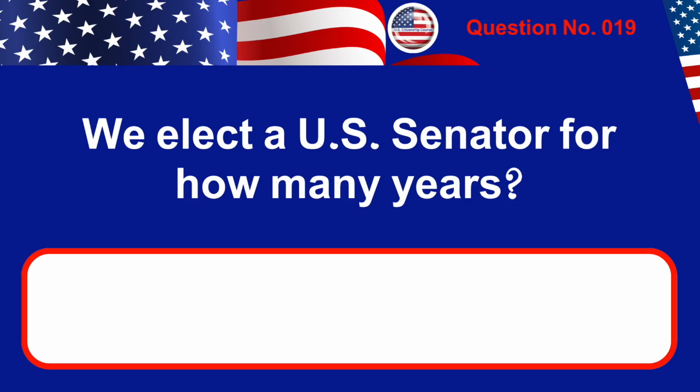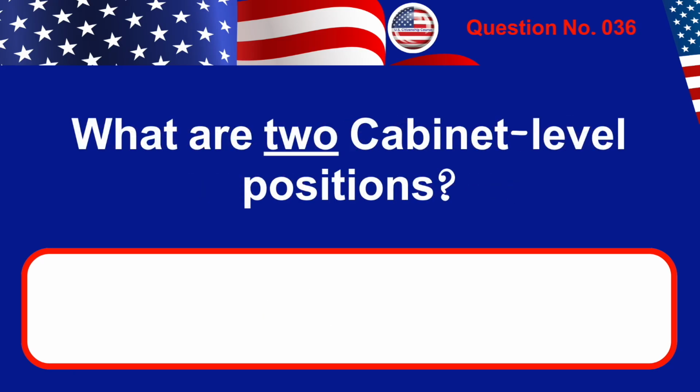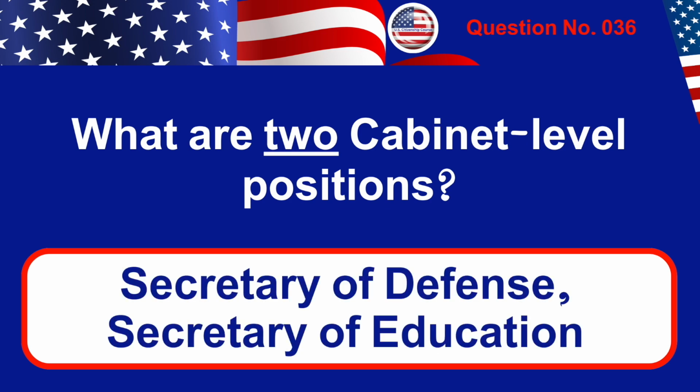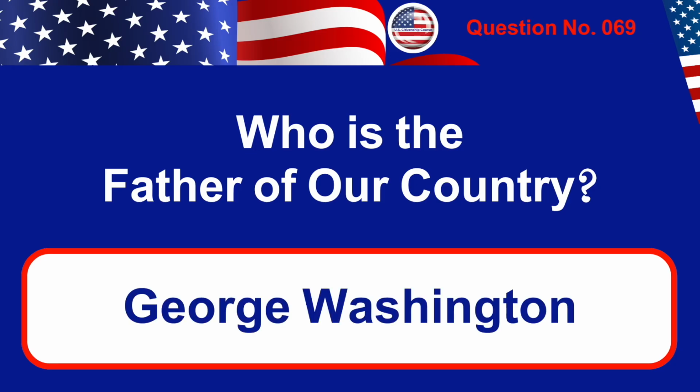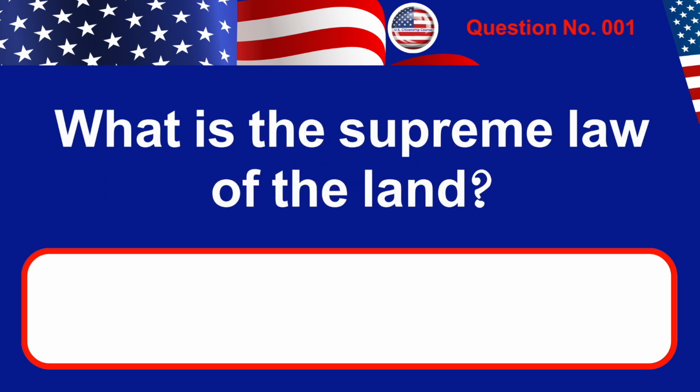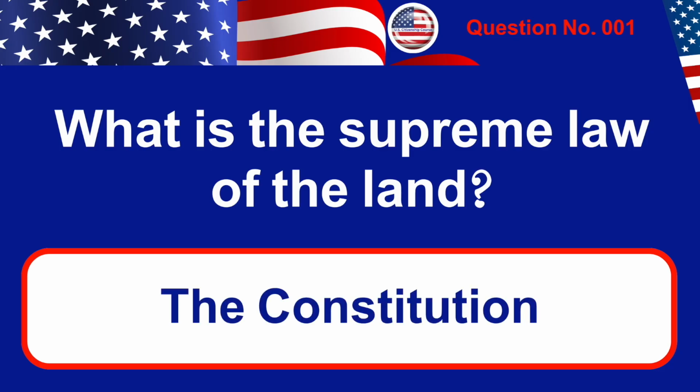We elect a U.S. Senator for how many years? 6. What are two cabinet-level positions? Secretary of Defense, Secretary of Education. Who is the father of our country? George Washington. What is the supreme law of the land? The Constitution.